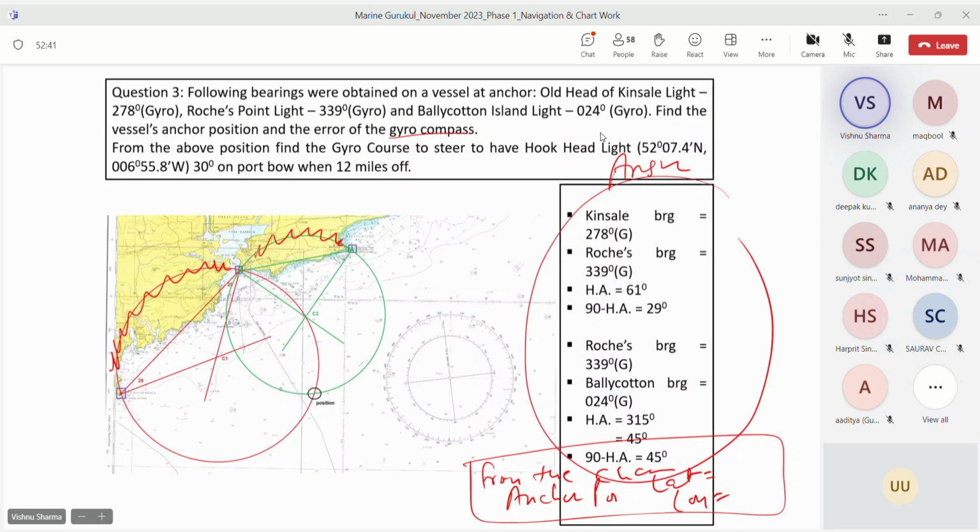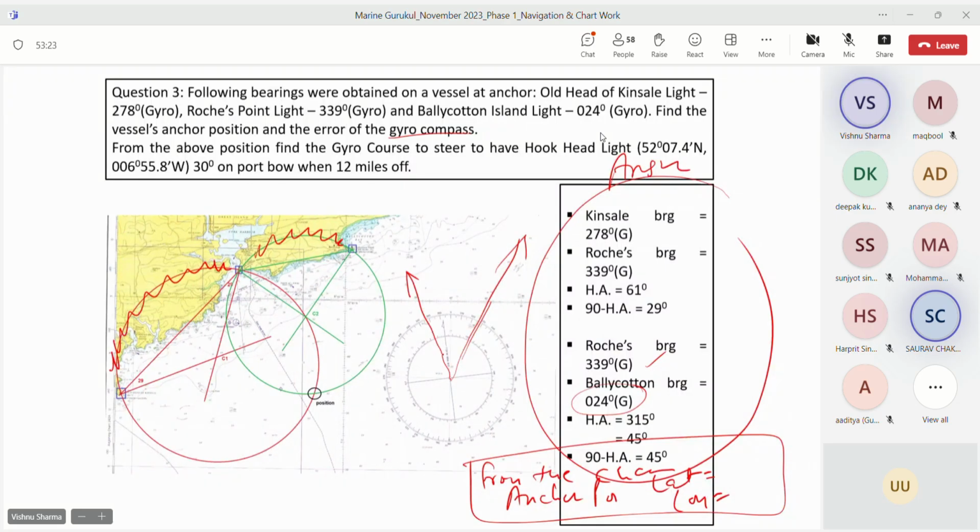You go on the compass rose. Your chart is open. You have the chart open in front of you. Yes, sir. Okay. On that chart, go to the compass rose. Mark Roches bearing 339. Have you marked on the compass rose? Yes, sir. Where will it be? It will be somewhere in this direction, right? Yes, sir. Mark Belly Cotton bearing 024. Done. That will be somewhere in this line. Somewhere here, right? Yes, sir.